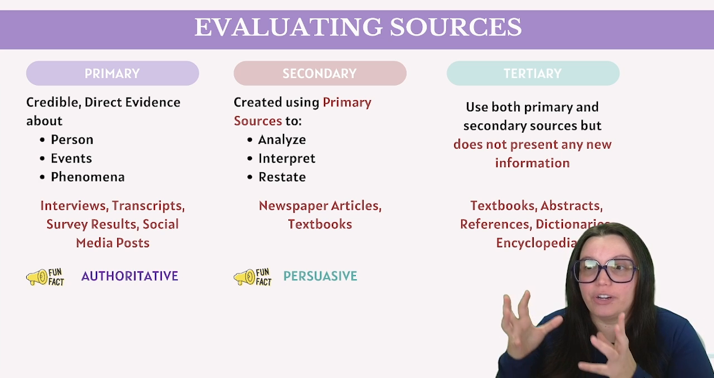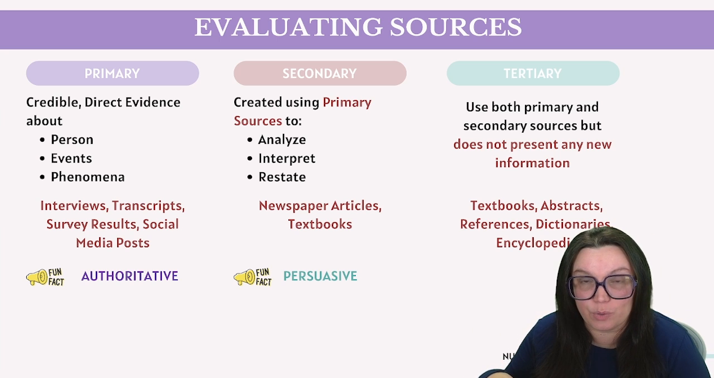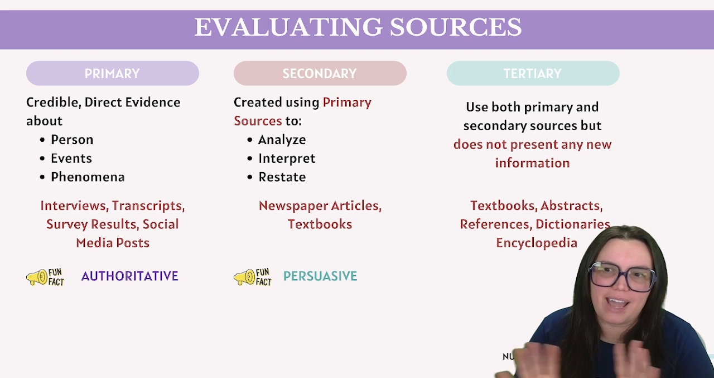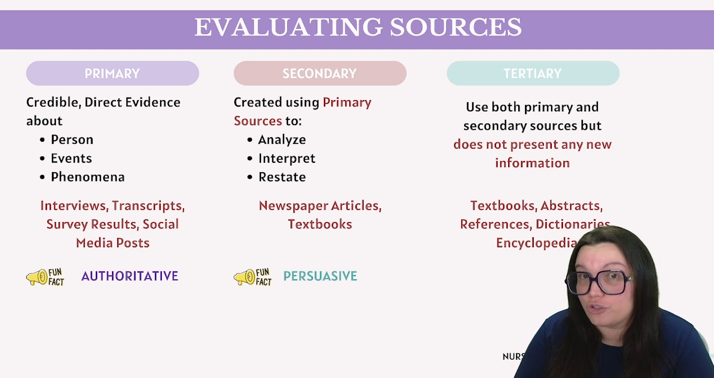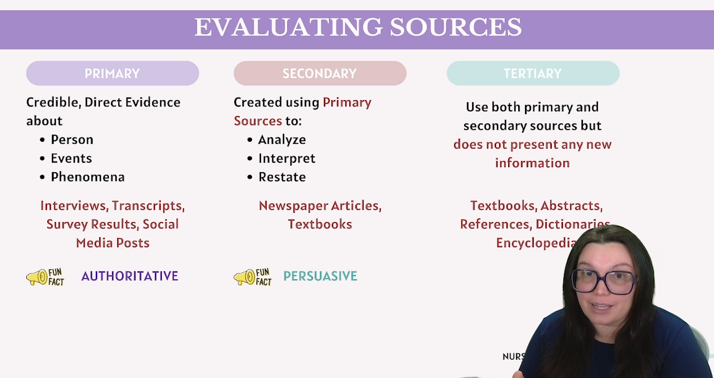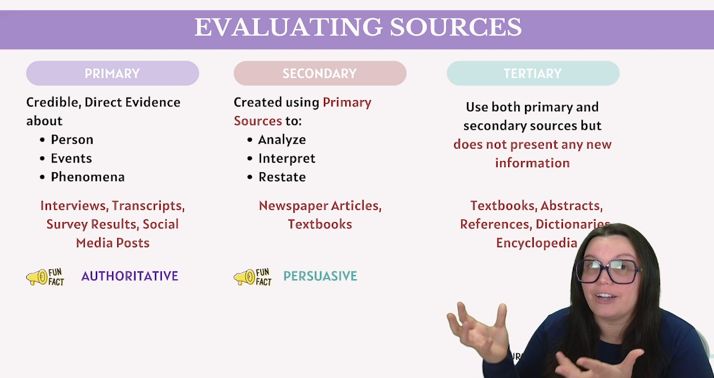And lastly, tertiary sources include information from both primary and secondary sources, but don't present new information or any kind of new analysis. Common examples can be textbooks, abstracts, and reference works such as dictionaries and encyclopedias. Wikipedia, for example, which many of us use, is a tertiary source.